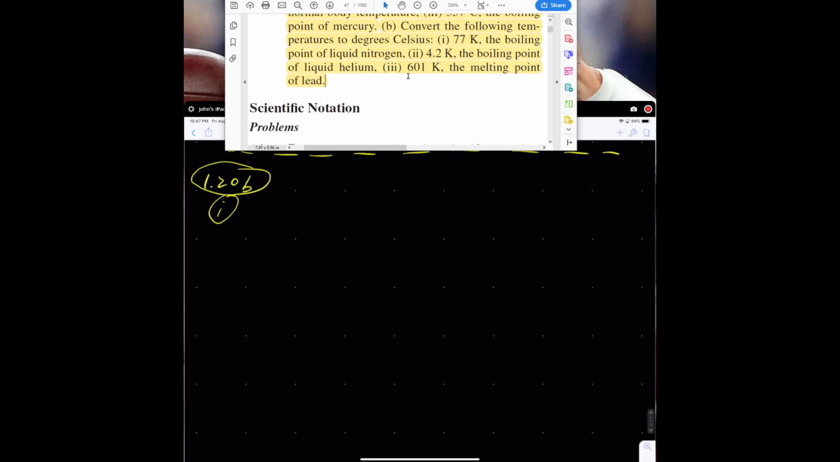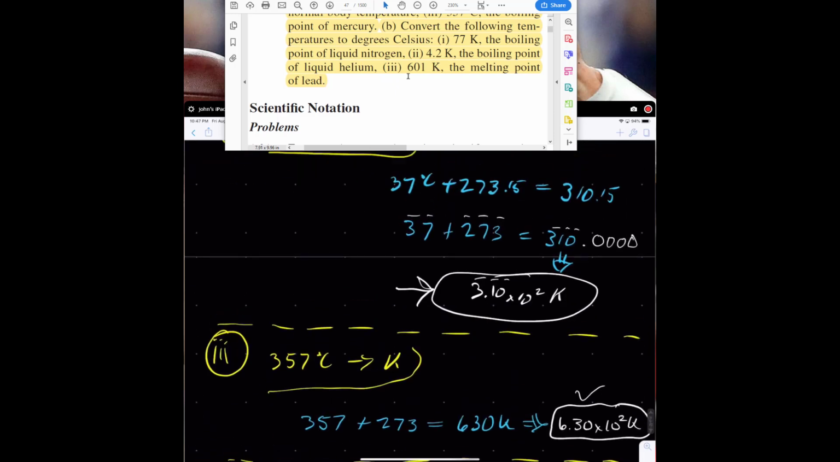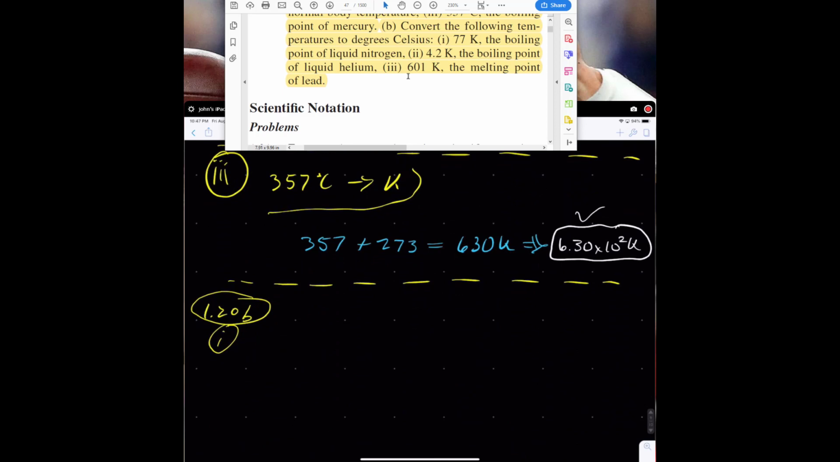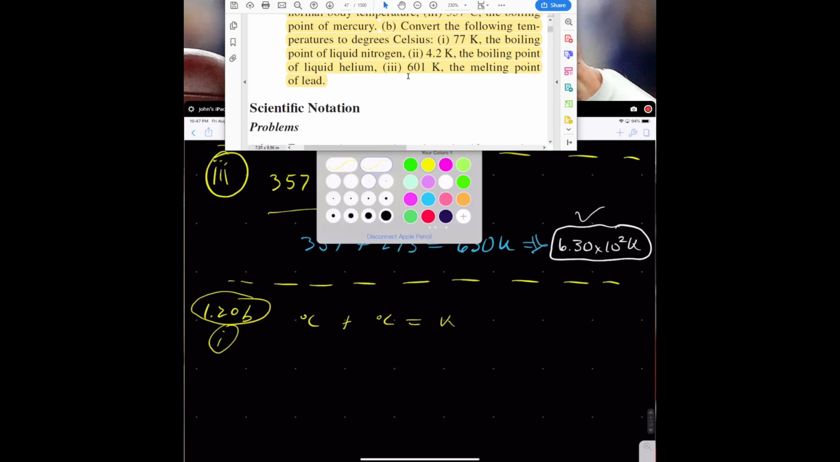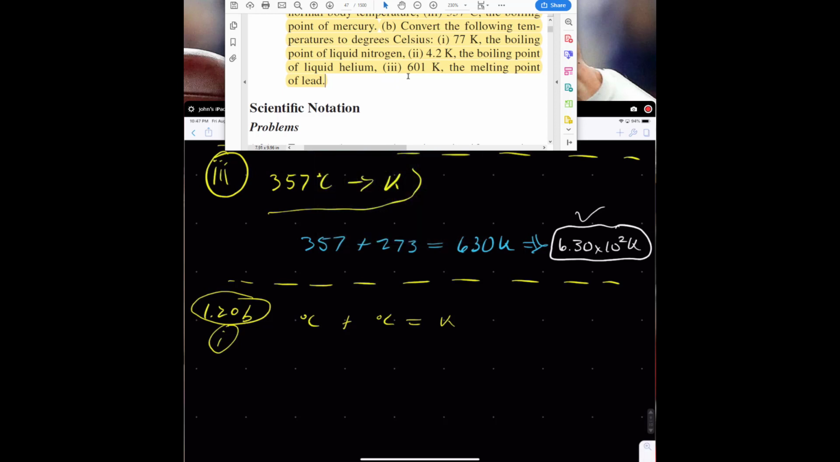Since in these previous problems we were doing Celsius plus 273 is equal to Kelvin, now we're going to switch this up a bit. They're giving us Kelvin, so we're starting with this.